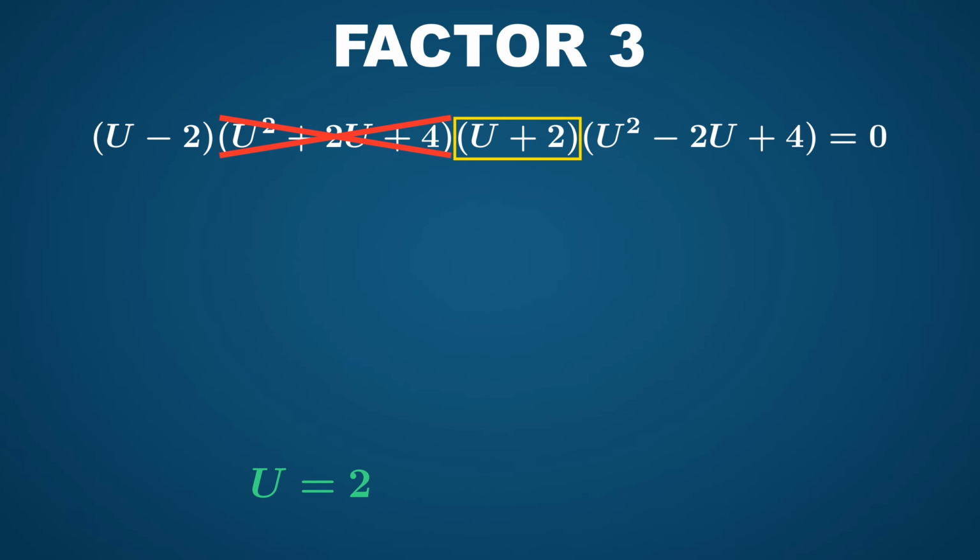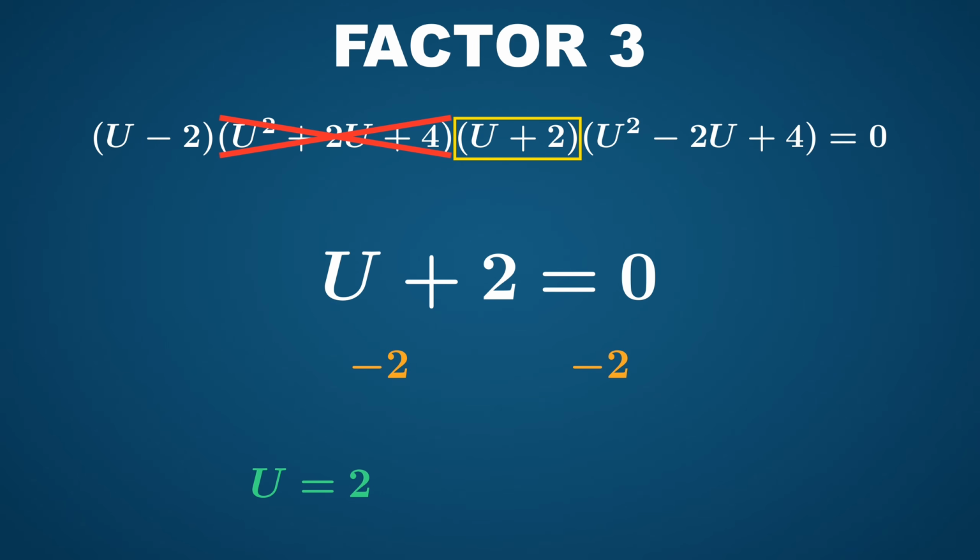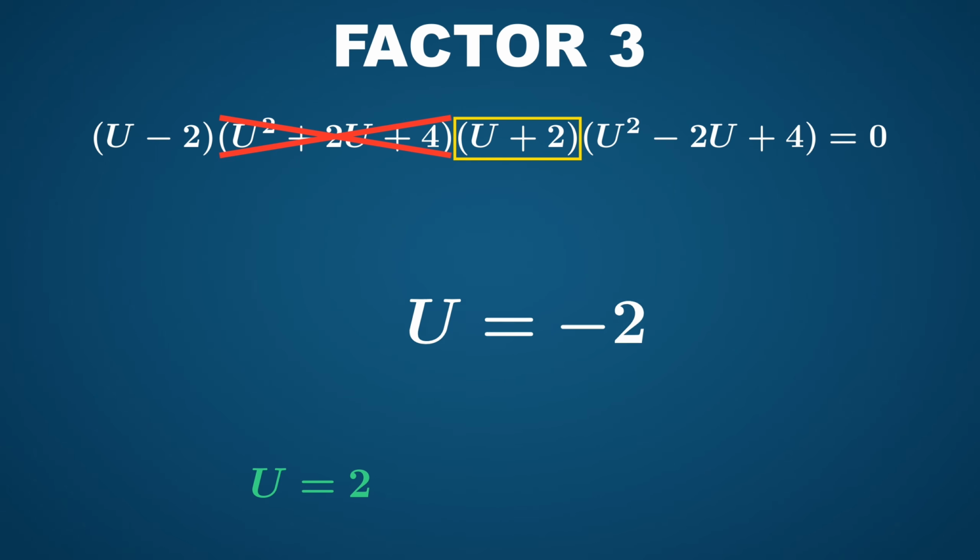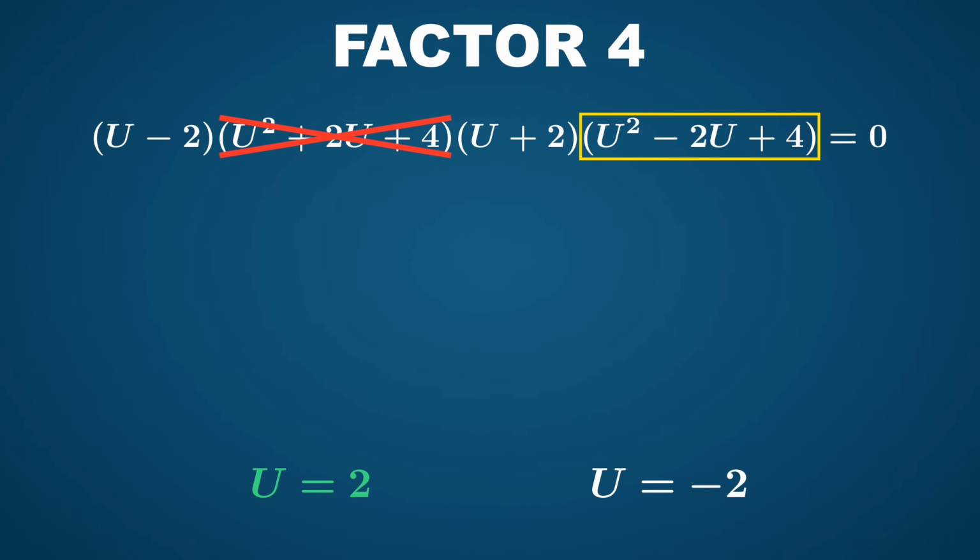Next, we will evaluate the third factor from our full factored equation. We set the expression u plus 2 exactly equal to 0. We subtract 2 from both sides to quickly isolate the variable u. This calculation gives our second potential root, u equals negative 2. Finally, we must analyze the fourth and final quadratic factor.